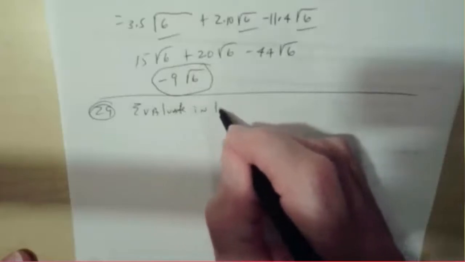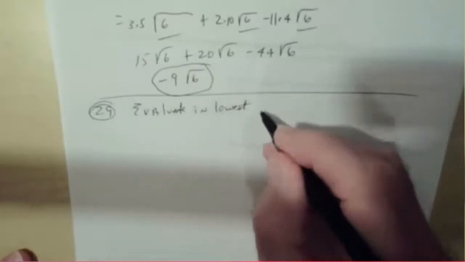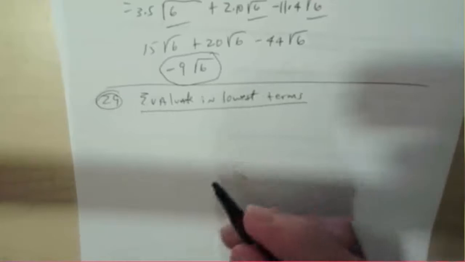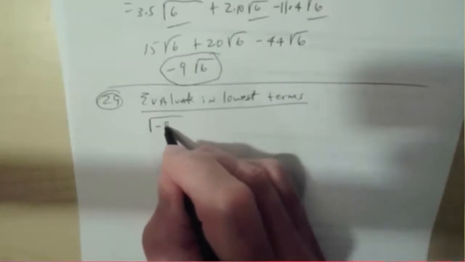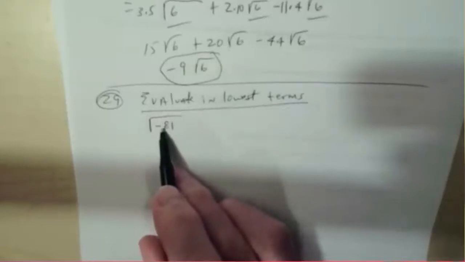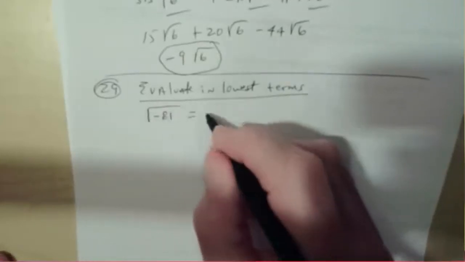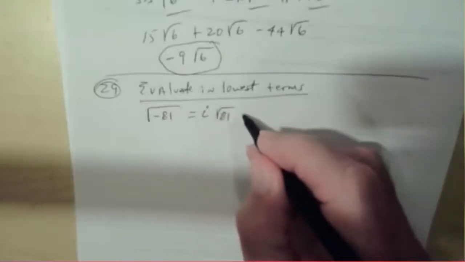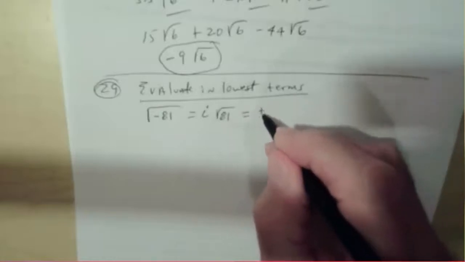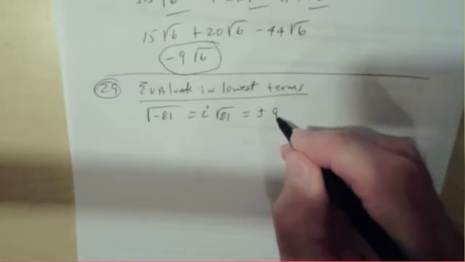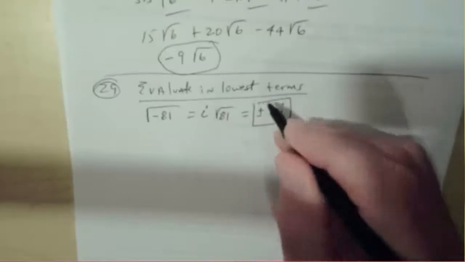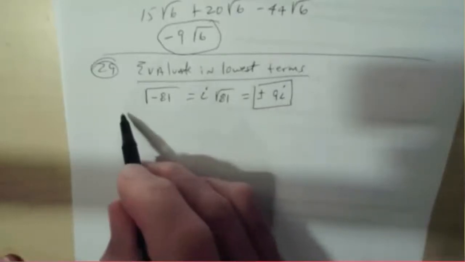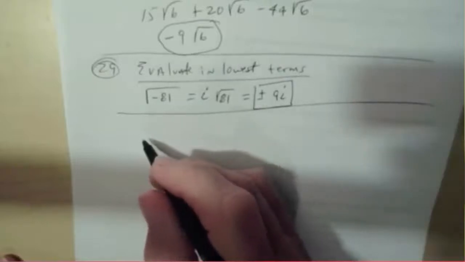Evaluating the lowest terms. Square root of negative 81. Now remember, when we have a negative under the radical, it just comes out as i. Square root of 81. So this is plus or minus, square root of 81 is 9, i. You can put i9 on there if you want, but we typically think about the i as a variable, and we usually put the variables at the end.